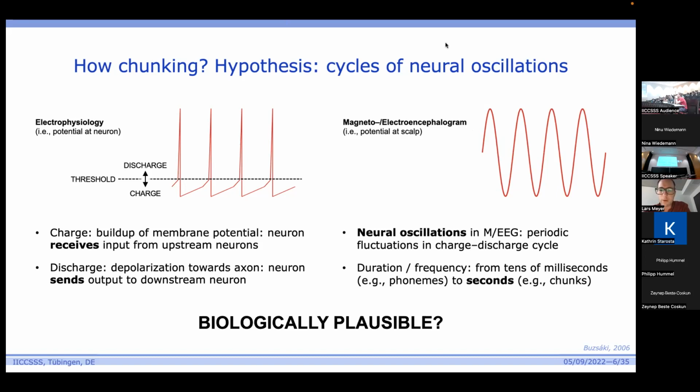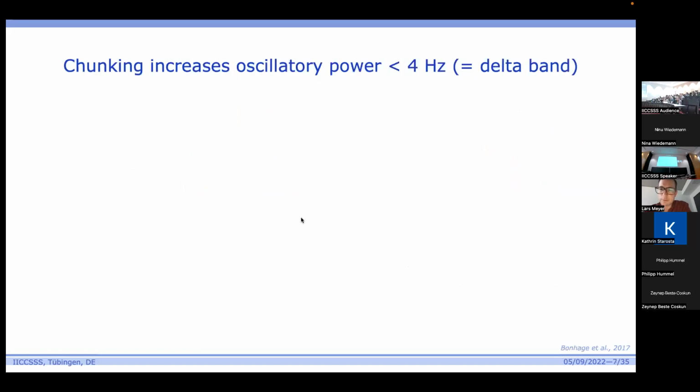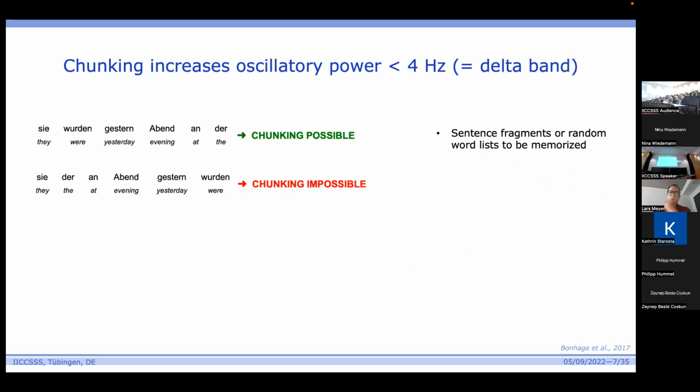Now again, is this biologically plausible? We have to wonder about this when we do this experiment. Is this a measure that we would like from the neuroscientific point of view? I do like it. But of course you have to make up your mind about which of these measures to use. Now, the first study that we did on this, and I'll just briefly brush over it, is comparing a condition where chunking is possible.